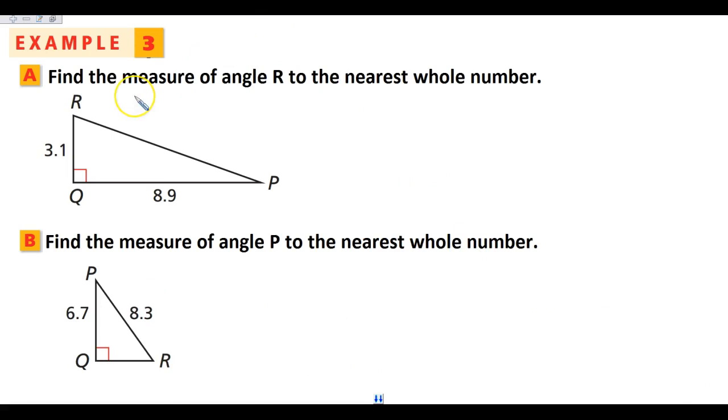All right. So let's go ahead and take a look at our first real example. When we're looking at angle R, that's the angle that I'm trying to find the measure of to the nearest whole number. So I'm going to put an X right here in angle R. The first thing that I'm going to do is label my triangle. So this is my adjacent side and my opposite side. And again, I'm going to write my SOHCAHTOA up here at the top of the page.